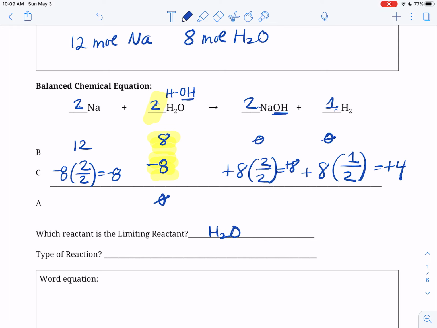Okay, so here 12 moles of sodium I started with, but I only used 8. So then I'm going to have 4 moles of sodium remaining, okay? I'm going to make 8 moles of NaOH, and I'm going to make 4 moles of hydrogen, okay? All right, so I already filled out that water is my limiting reactant because that runs out first. And type of reaction, this is going to be a single replacement, right? Because the hydrogen and the sodium have switched places.